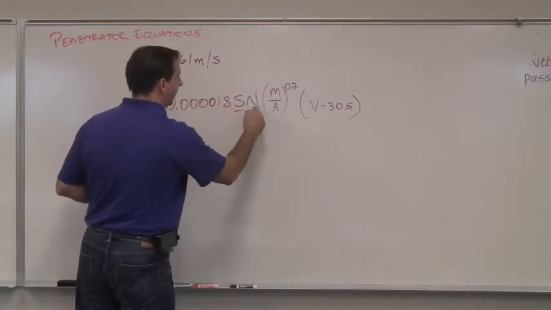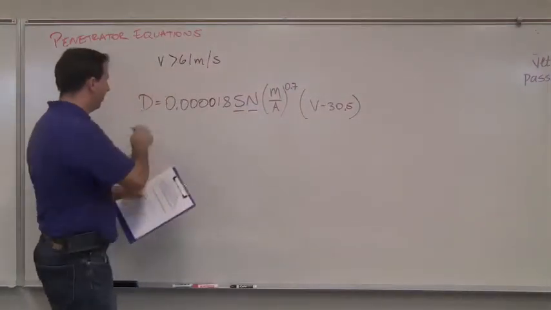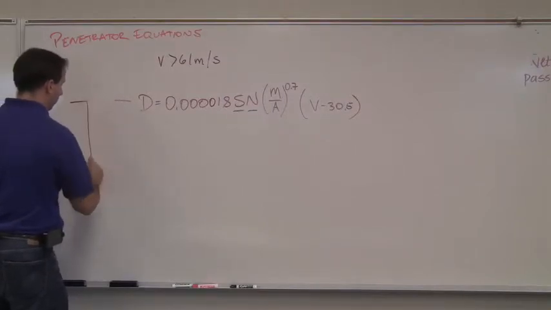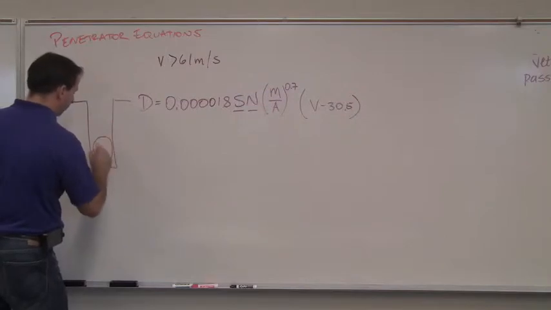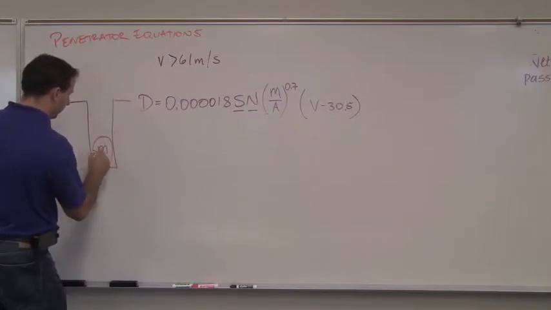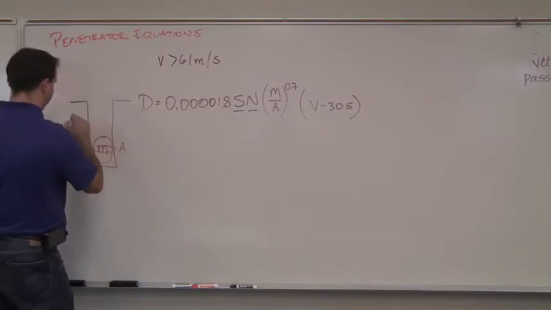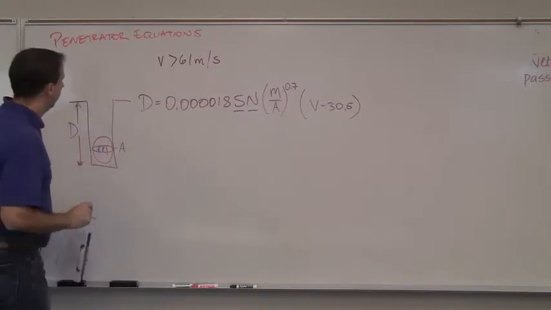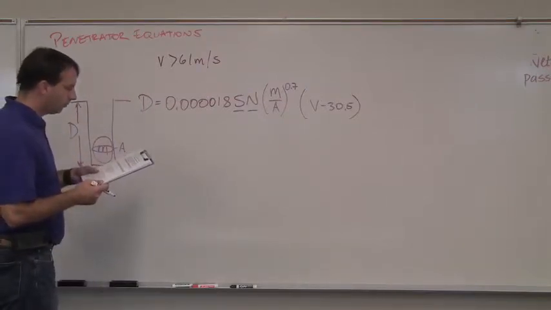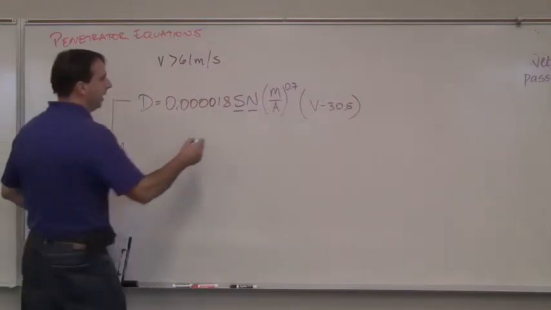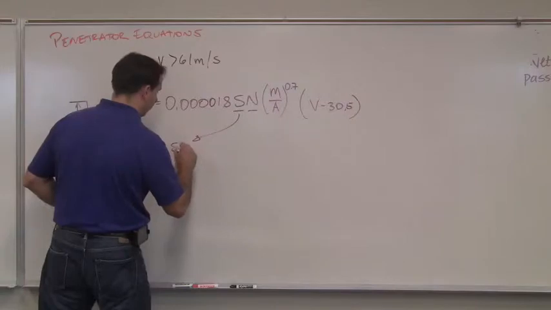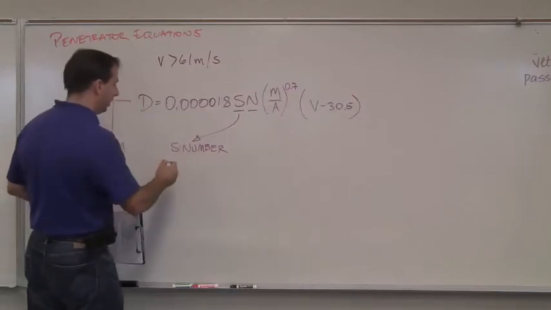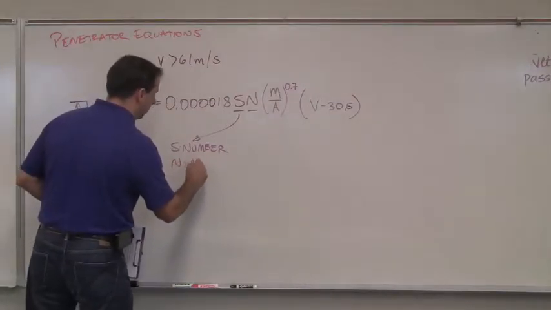So what are S and N? Those are two weird things in this equation. Remember, D is how deep it goes. So here's our ground, and here's the hole we're making. Here's our probe at the bottom, M, and it's got a cross-sectional area of A, and then it went D depth. You like my little drawing here? Okay. So S is the penetrability number. S is called the S number, or S number if you want to be funny. And then N is the nose cone coefficient.